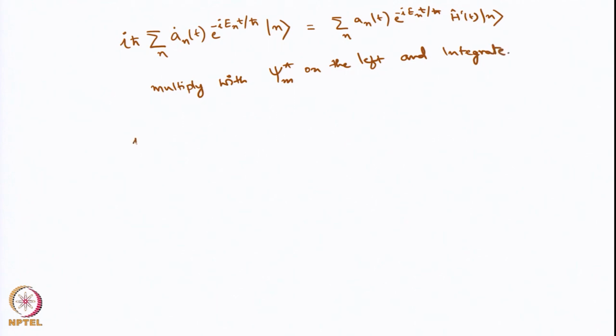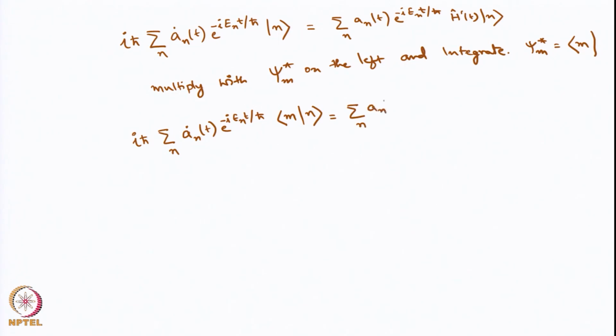So, if I do that, I will get iħ Σ_n ȧ_n(t) e^(-iE_n t/ħ) ∫ψ_m* ψ_n. This is equal to Σ_n a_n(t) e^(-iE_n t/ħ) ∫ψ_m* H'(t) ψ_n. Okay. So, this is what we have.